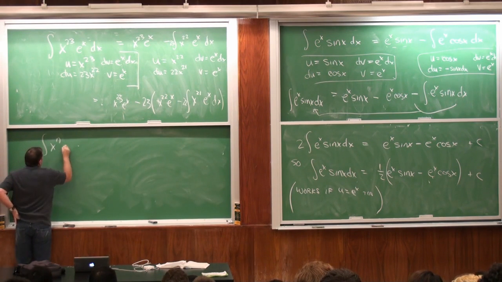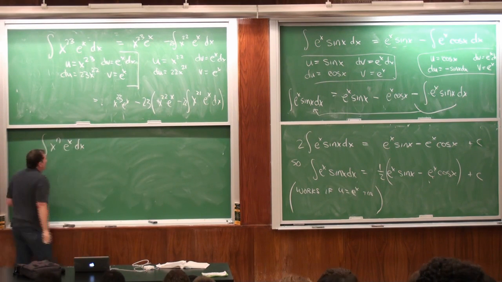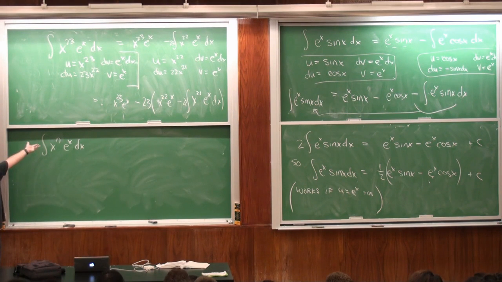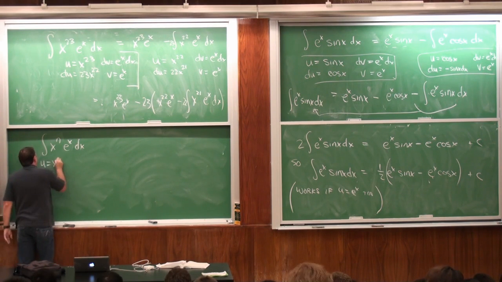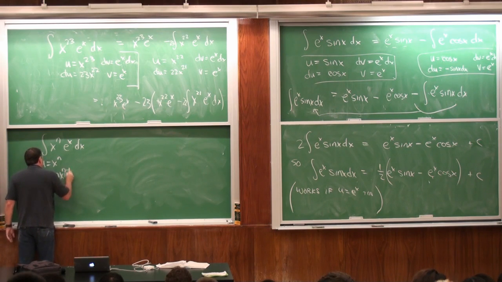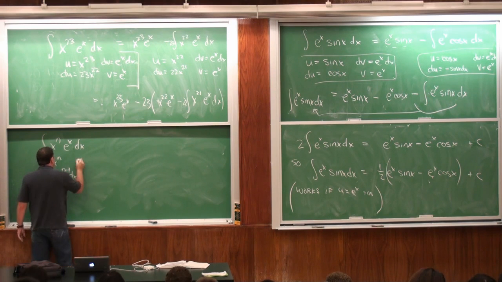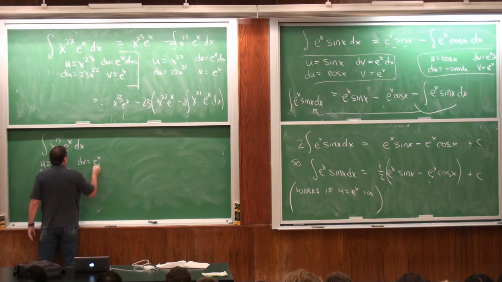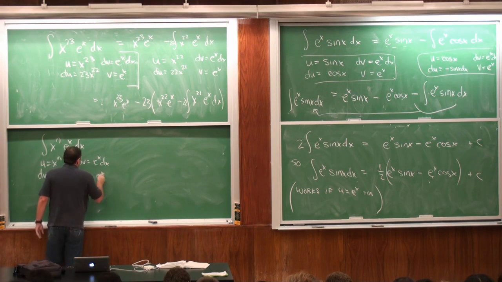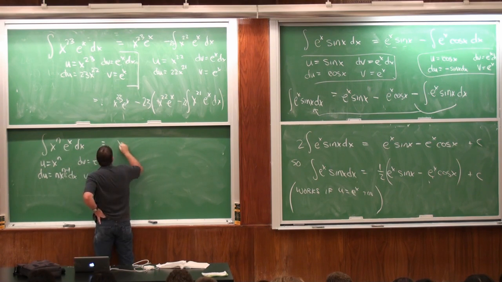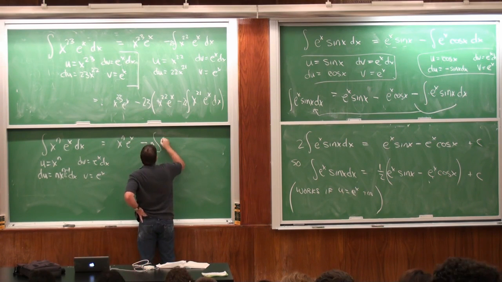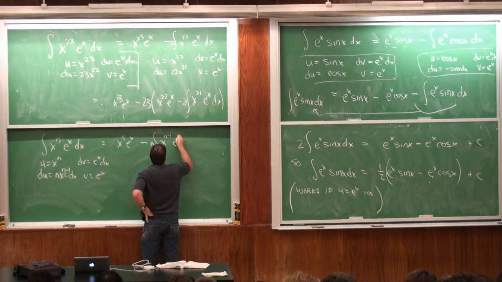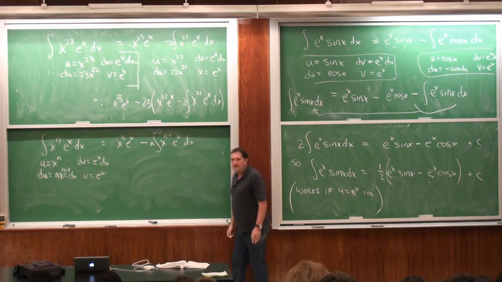Let's not do it for any particular number. Let's do it for n. So again, if I integrate by parts, du is n x to the n minus 1 dx. dv is e to the x, so v is e to the x. So this is x to the n e to the x minus the integral of n times x to the n minus 1 e to the x dx.